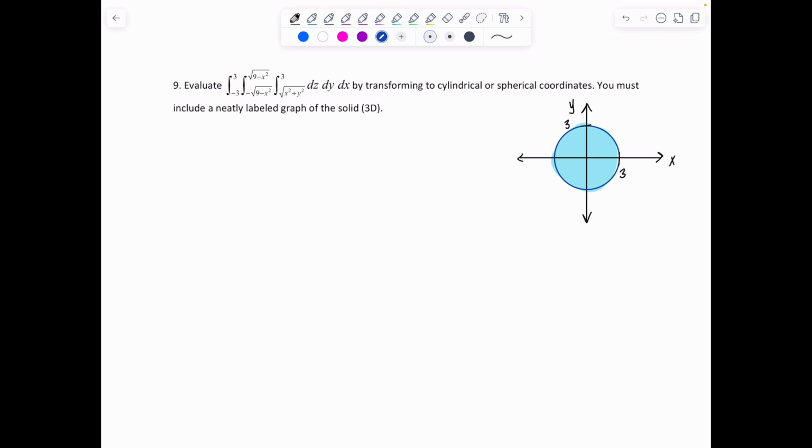Okay. So, I'm feeling like we're probably going to go cylindrical, but I'm not sure. Let's see. Z goes from radical x squared plus y squared, that's a cone, to z equals 3. So it's probably easier if we stay cylindrical because the plane z equals 3 isn't so nice and spherical, and we actually have to evaluate this one, not just set it up. So I'm thinking, let's do cylindrical.